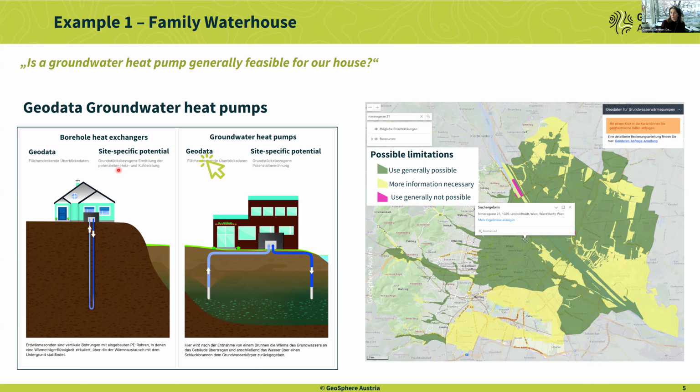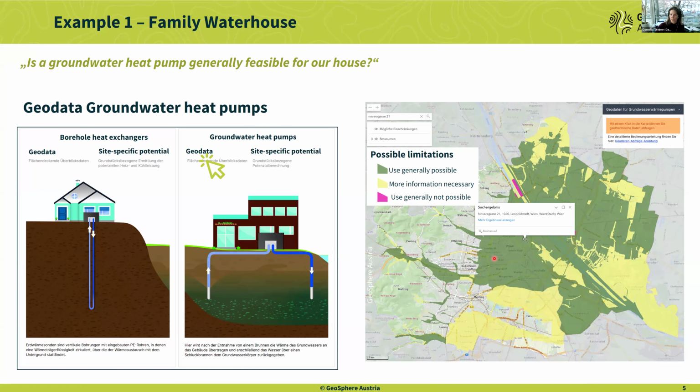In general, we say that these limitations do not affect the resources itself. So we see this independently from one another. The only thing we did here for this traffic light map for the groundwater heat pumps was to cut it to the suitable groundwater bodies. So that's why it does not cover the whole country of Austria.